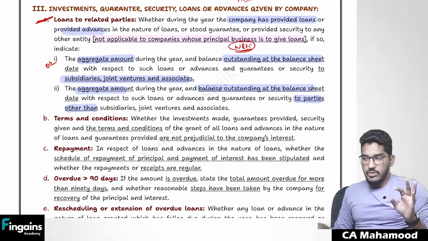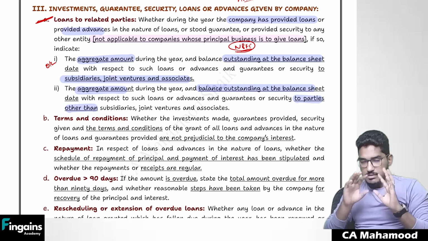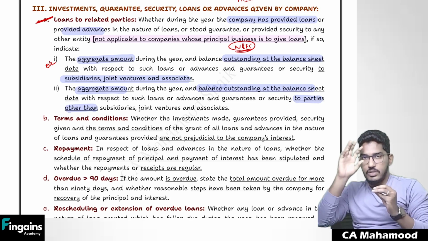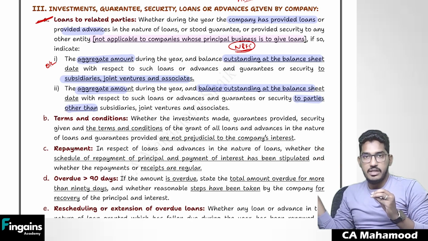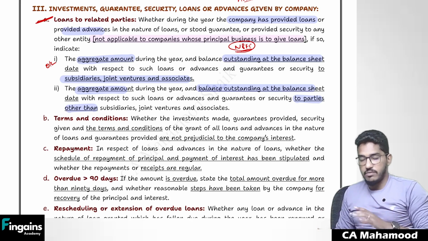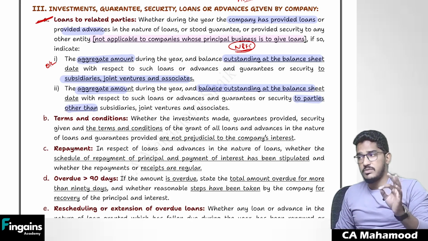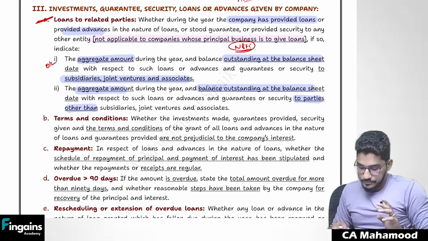Clear? Simple, no? Very simple, guys. In case your client company has given loans, divide how much amount has been given for subsidiary, associate, joint venture, how much amount has been given for other than subsidiary, associate and joint venture, divide and report it. This point will not become applicable for those companies whose principal business is to give loans.